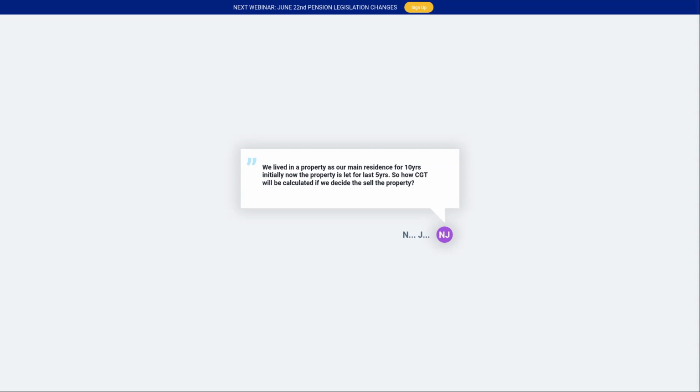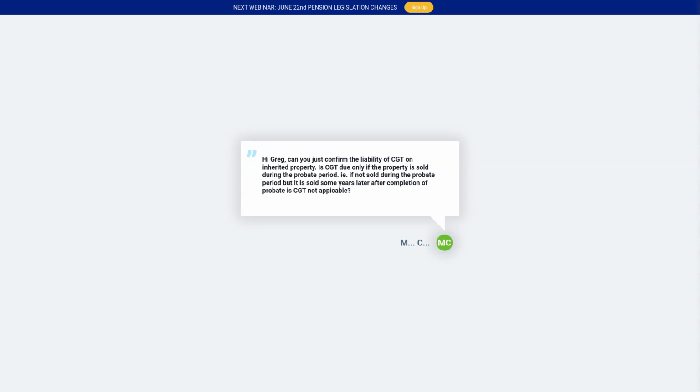Nilesh, that again would be a calculation where you apportion the private residence relief to the period that you lived in the actual property, and the period that was let out will be taken out of that private residence relief. So there potentially would be a capital gains tax bill to settle, but there are reliefs available. So Nilesh, I'll take that offline with you in our follow-up conversation.